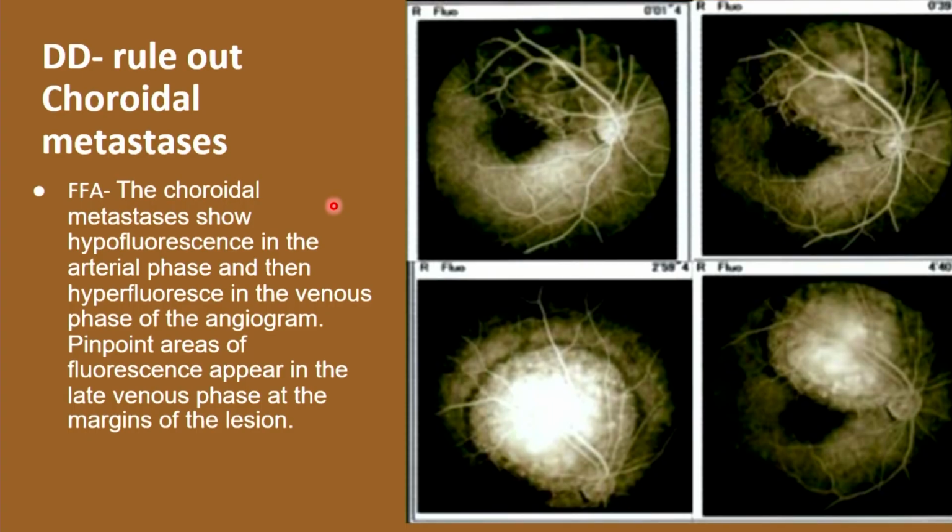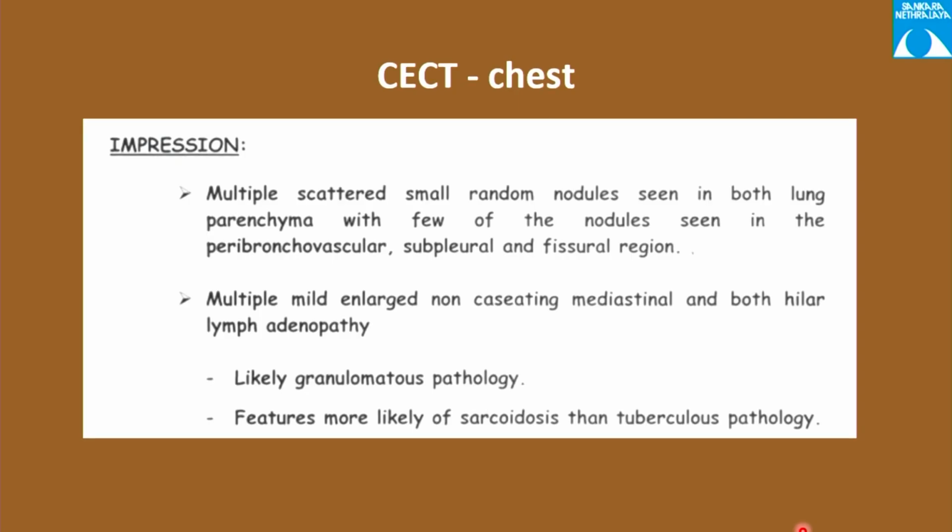This is how metastasis looks. In the initial phases you have hypofluorescence, which slowly progresses to become hyperfluorescent. And on the surface of the lesion you have these pinpoint hyperfluorescent spots, which are usually seen in metastasis. They are suggestive of non-vessels, the small hyperfluorescent spots which are there.